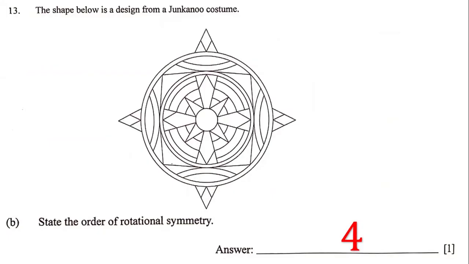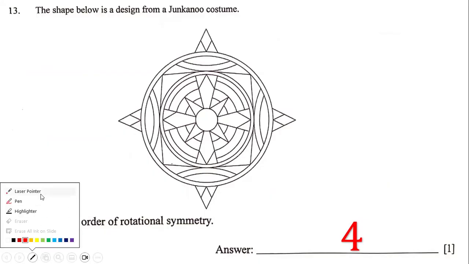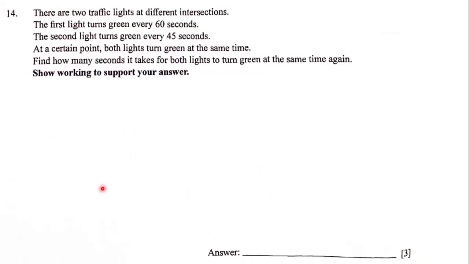If we were to rotate this image one revolution, across one revolution, how many times would the image map onto itself? And the answer is 4 times. Okay, so let's move on to this next question.